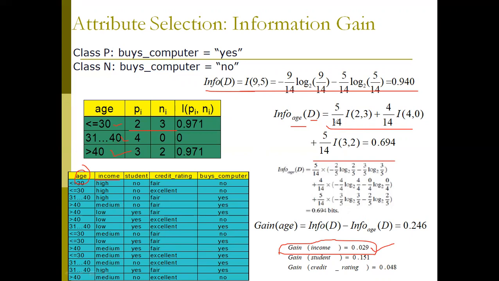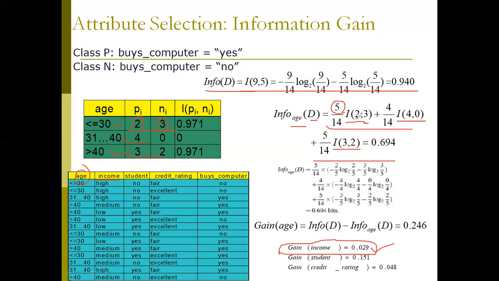So that's why 5 by 14 into I of 2 comma 3, which means entropy of 2 comma 3. What is 2? Out of 5 records, 2 records have the class label yes, and 3 records are identified with the class label no. So that's why 2 comma 3. After that, age 31 to 40 has 4 records out of 14. So 4 by 14, entropy of 4 comma 0. Next, greater than 40 has 5 records, so 5 by 14 I of 3 comma 2.